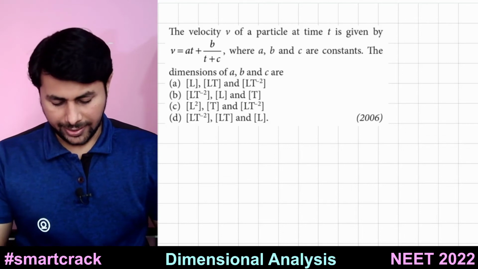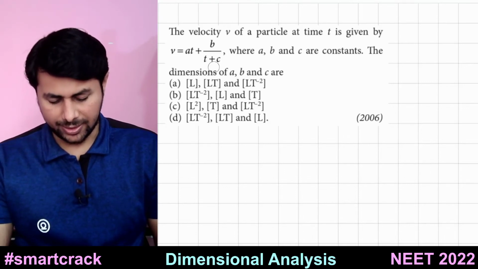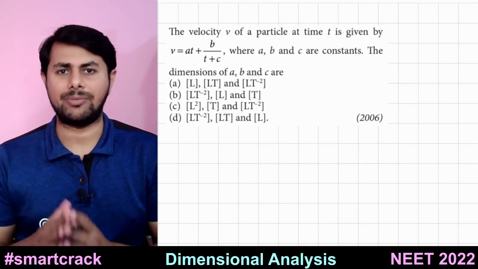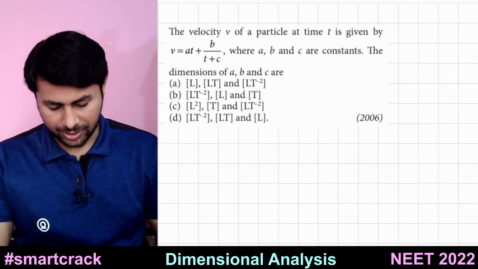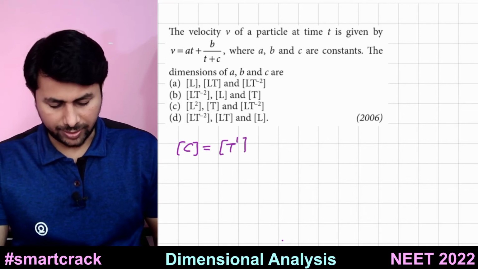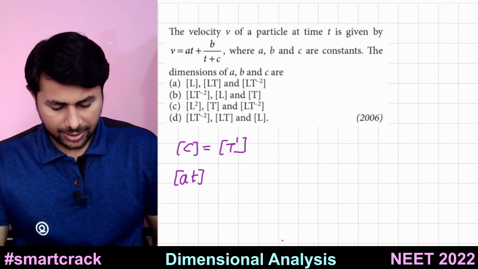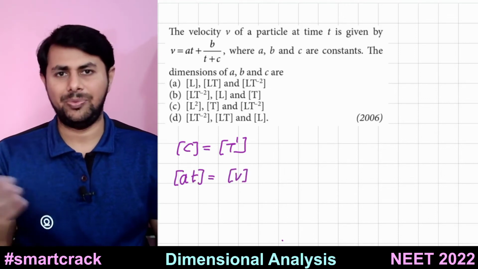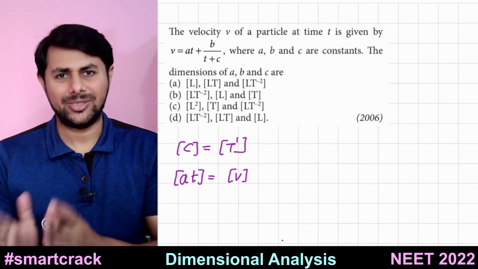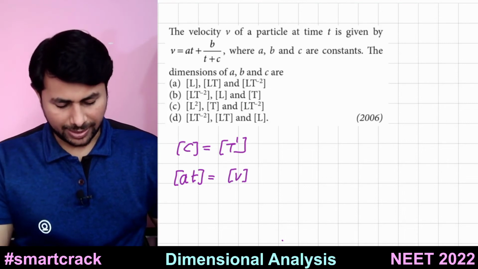Here we have B divided by T plus C. We are adding these two terms, T and C. That means dimensions of C must be equal to dimensions of T. So what are dimensions of C? This is very simple. Dimensions of C are T raised to 1. After that, dimensions of AT are equal to dimensions of V. If you remember the relation V is equal to U plus AT, in that relation dimensions of V are equal to dimensions of AT, and A is acceleration. So what are dimensions of acceleration?